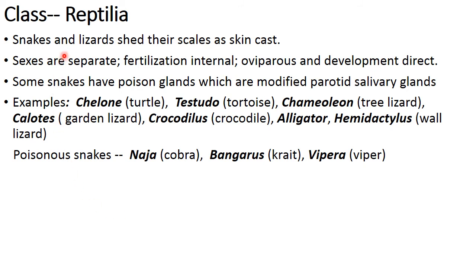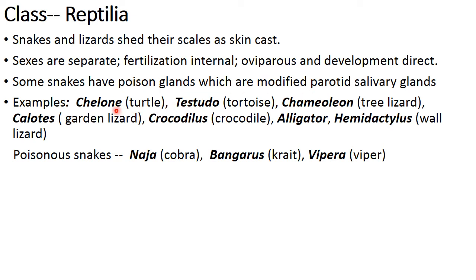Ab jo snakes aur lizards hain, because the skin is hard, they shed it. Jab inko grow karna hota hai, during their growth, so they shed their skin scales, jo skin cast hai. So at that time they move into dark places and when a new skin comes over, they come out then. Sex is separate hai, fertilization is internal, oviparous hai and development is direct. Some snakes you'll find will have poisonous glands which are modified parotid salivary glands.